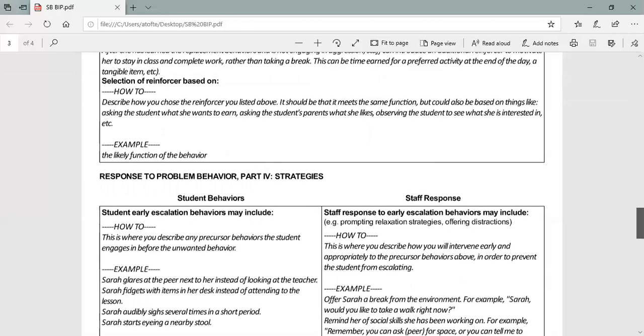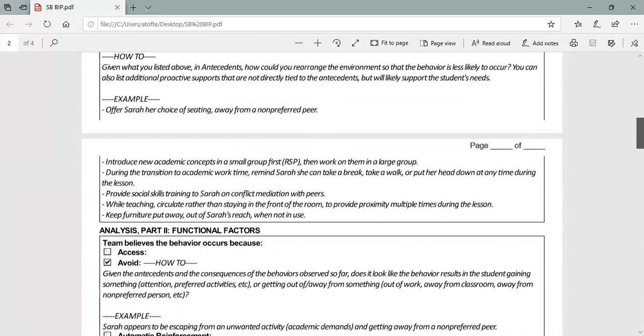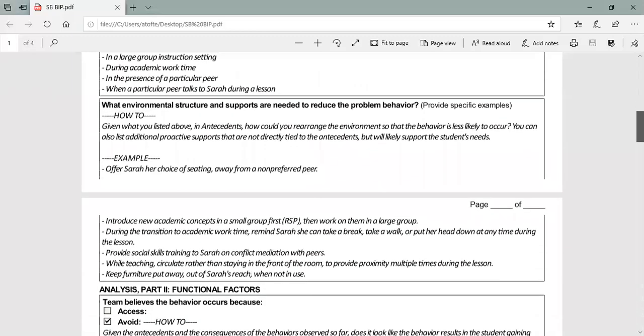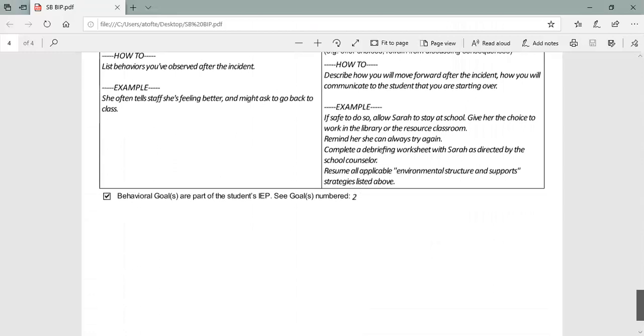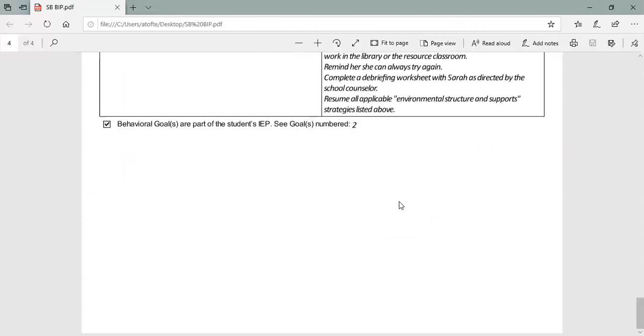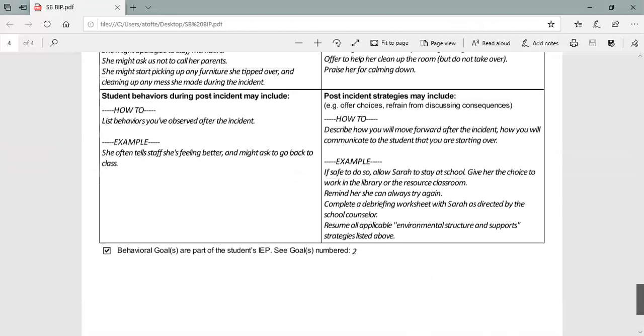So environmental structure and supports, what were those? Those were these things. She gets a choice of seating again. We're gonna give her reminders she can take a break. We're going to practice social skills. So you're basically resetting and starting over. And now we're doing the proactive strategies again. The reactive strategies are done. We're back to proactive. The last little bit, if you have a behavior plan, you must have a behavior goal.